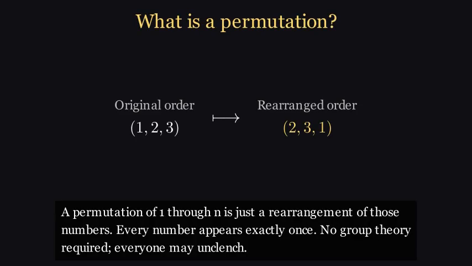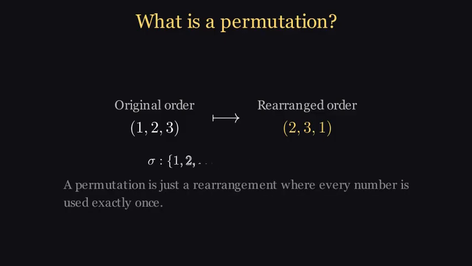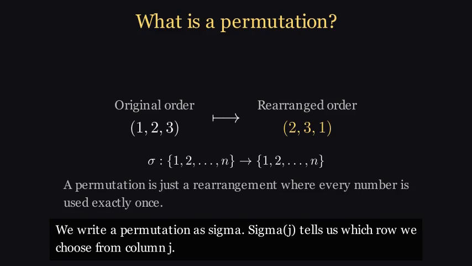A permutation of 1 through n is just a rearrangement of those numbers. Every number appears exactly once. No group theory required. Everyone may unclench. We write a permutation as sigma. Sigma of j tells us which row we choose from column j.